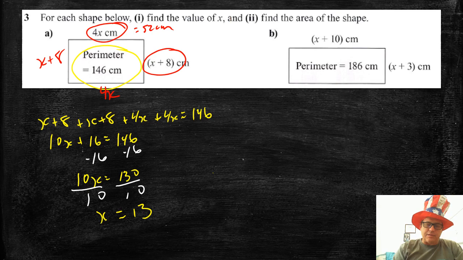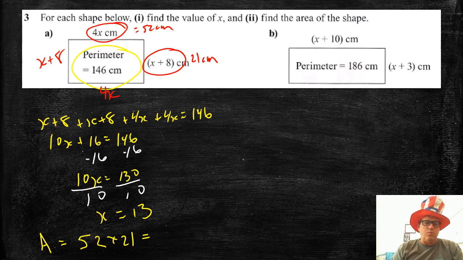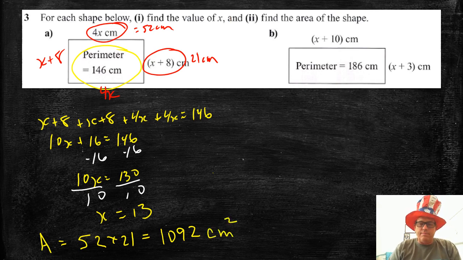And the width is x plus 8. 13 plus 8 is 21 centimeters. So to find the area is going to equal 52 times 21, which is going to equal 1,092. Don't forget your units. It's an area. It's centimeters. My units is centimeters squared.